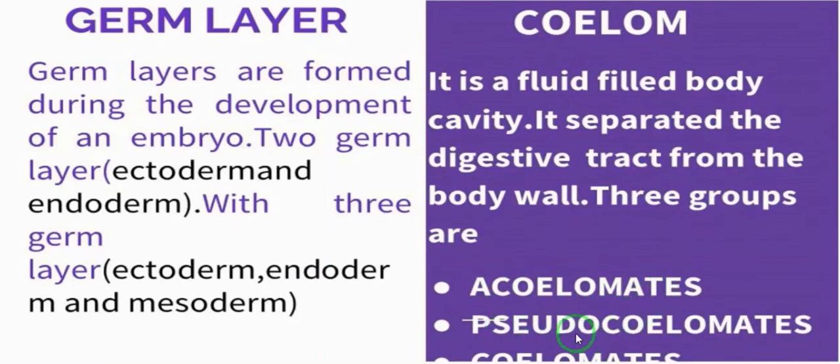Three types. Acoelomates: A means absence, so they do not have a body cavity. Example, tapeworm. Pseudocoelomates, the second one: they have a false body cavity. Example, roundworm. Then the third one is coelomates: they have a true coelom. That is known as coelomate animals. Example, earthworm and frog.